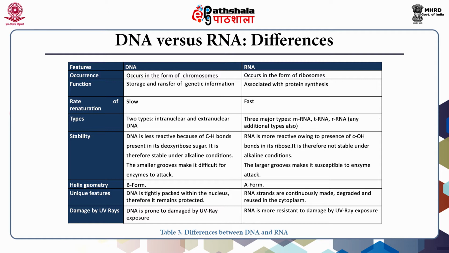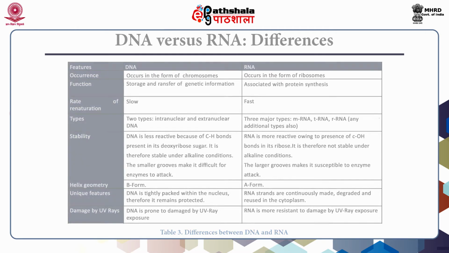There are three types of RNA as discussed previously: mRNA, tRNA, and rRNA, while DNA can be only intranuclear or extranuclear. Helix geometry in DNA is B form, while in RNA it is A form. While RNA is more resistant to damage by UV light, DNA can be damaged easily.